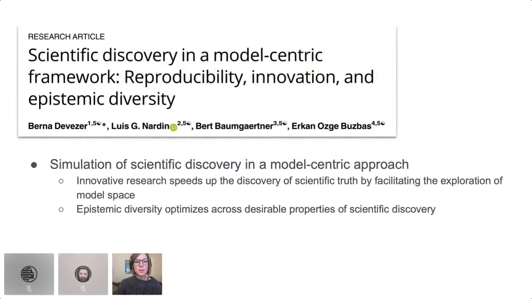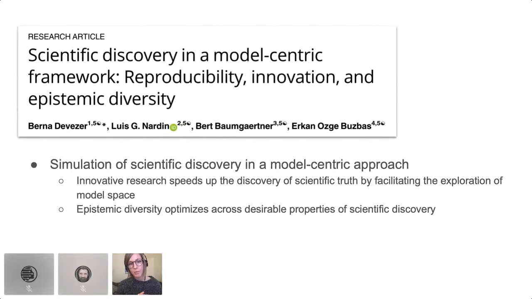So yeah, continuing on this idea from Josh Tenenbaum: if you want to go under the Alps, someone has to start in France, someone has to start in Italy. I like to cite this meta-science paper from Berna de Beeser and colleagues, where they showed, in a simulation of scientific discovery in a model-centric framework, that innovative research speeds up the discovery of scientific truth by facilitating the exploration of model space, and also that epistemic diversity, taking all of these different approaches, these different ways of knowing, optimizes across desirable properties of scientific discovery.